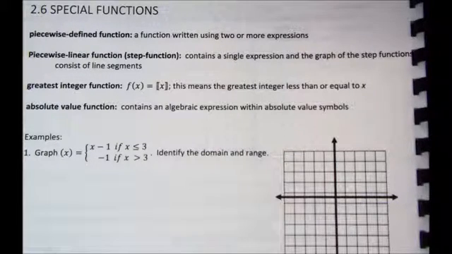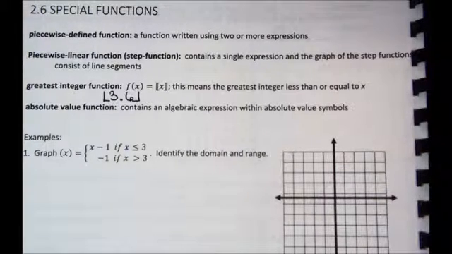The second one is a piecewise linear function. This is also called a step function. This is a single expression, but the graph of it contains individual line segments that look something like a stair step. One of those piecewise linear functions is called a greatest integer function. This means the greatest integer less than or equal to x.